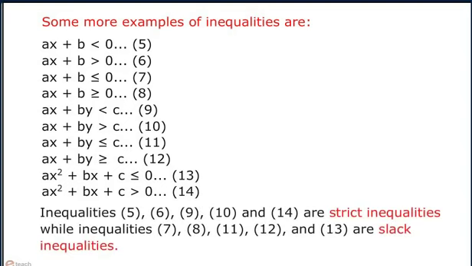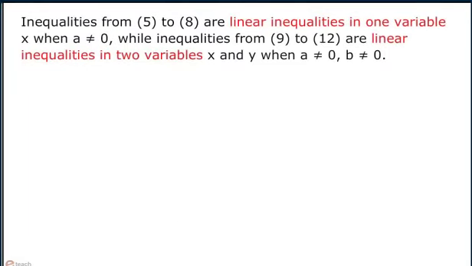Inequalities 5, 6, 9, 10 and 14 are strict inequalities, while inequalities 7, 8, 11, 12 and 13 are slack inequalities. Inequalities from 5 to 8 are linear inequalities in one variable x, when a is not equal to 0, while inequalities from 9 to 12 are linear inequalities in two variables x and y, when a is not equal to 0 and b is not equal to 0.